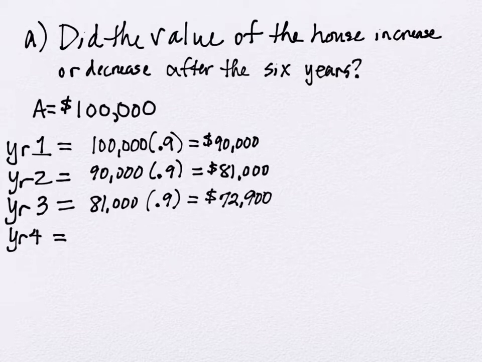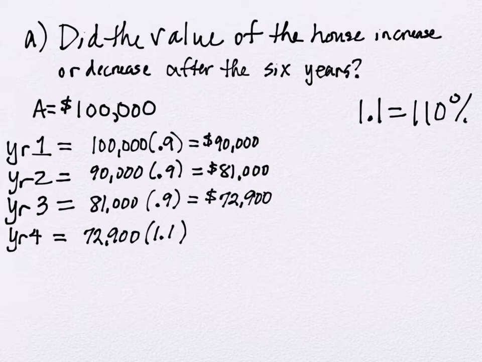And the next year, it's going to increase by 10%. So now they've got a $72,900 home, but it's increasing. So it's not going to be multiplied by 0.9. Any idea what it might be multiplied by, since it's going to increase by 10%? 1.1 is right. Just so that you can see where that's coming from, 1.1 would be 110%, right? Multiply it by 100, you get 110%. So yes, 72,900 times 1.1. How much is the house worth after year 4?